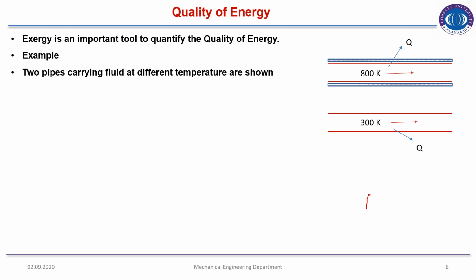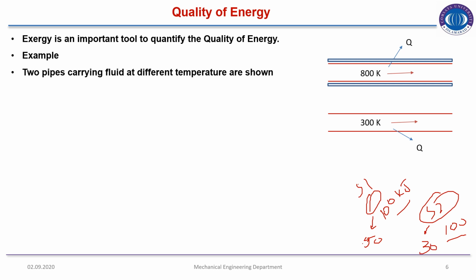So for example, here we have S2 and here we have S1. Both have 100 kilojoule of total energy content. But when we talk about exergy or available energy, then one provides 50 and the other provides 30 kilojoule of usable energy.